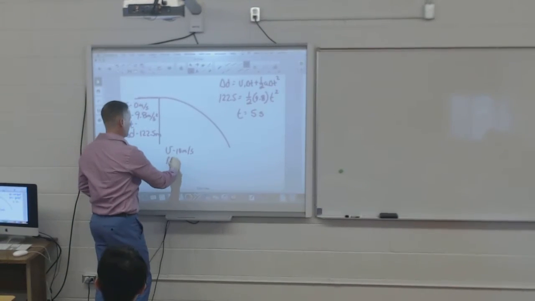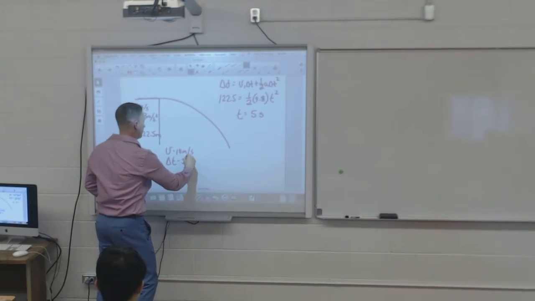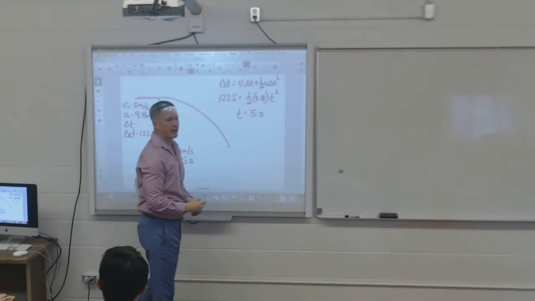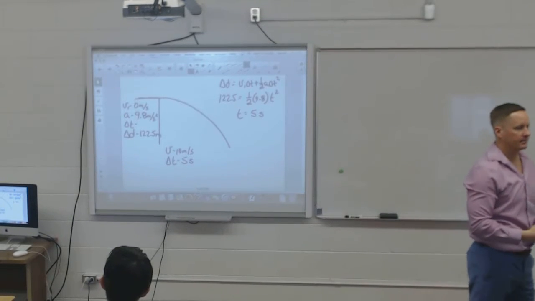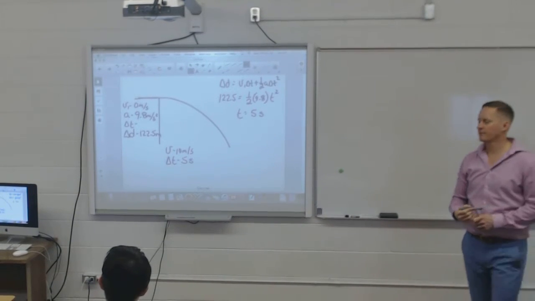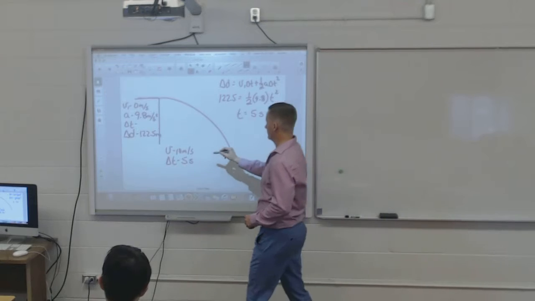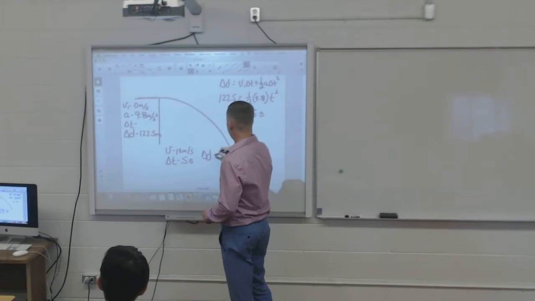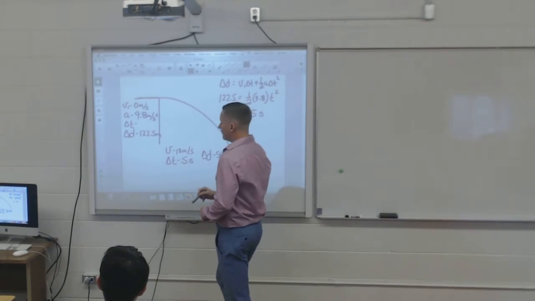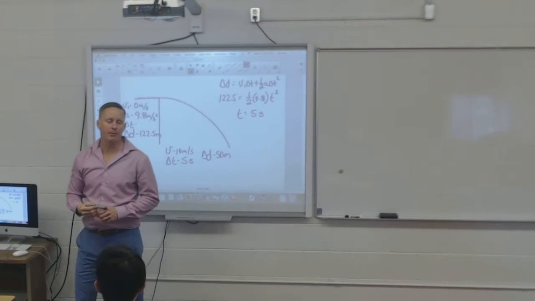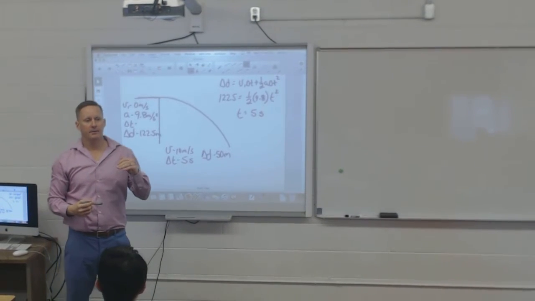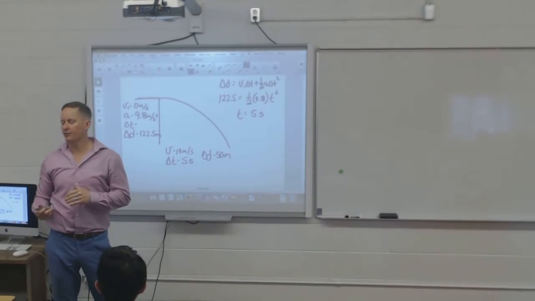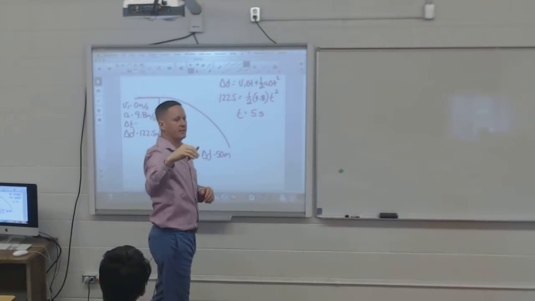That means then it's traveling horizontally at 10 meters per second for 5 seconds. So how far away from the cliff does it end up? 50 meters. The question is actually quite simple once you understand that the time it takes for it to hit the ground is the same as if you drop it.